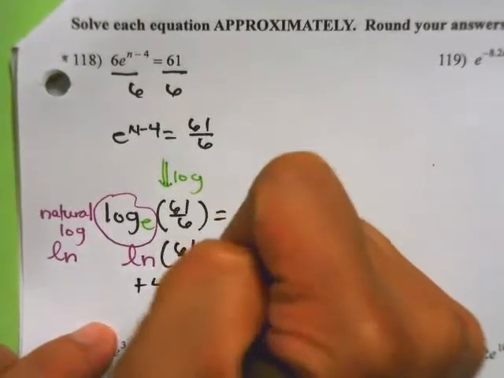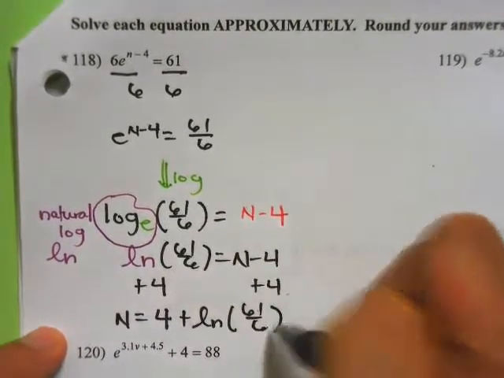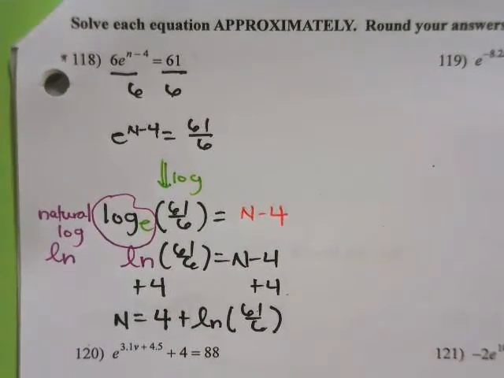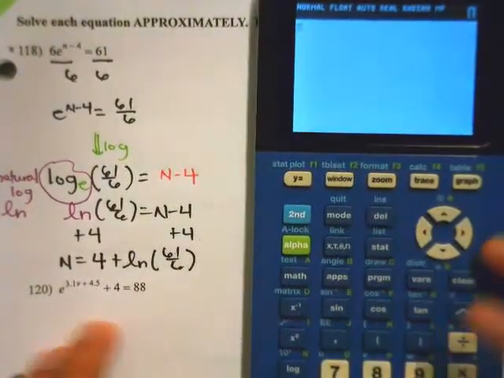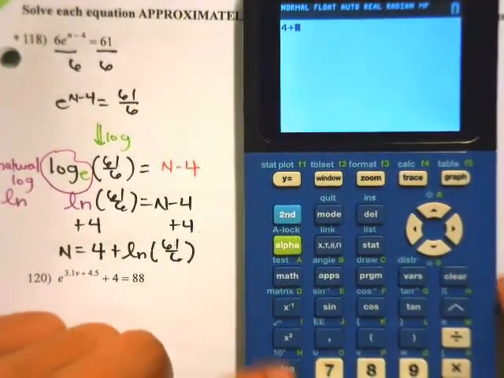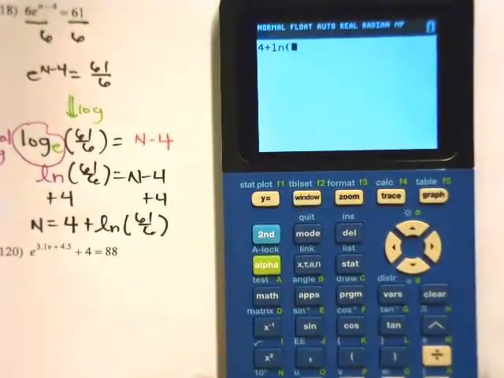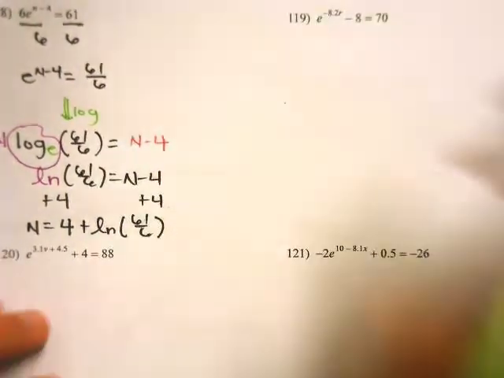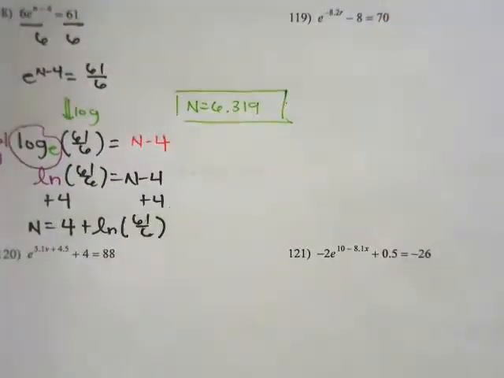Add 4 on both sides. So n is going to equal 4 plus natural log of 61 over 6. This is where, if it had said exactly, we would have circled this. But since it's approximately, we're going to use the calculator and get 3 decimals. 4 plus, again, natural log is this button right below the log button, natural log of 61 over 6. Okay, so we're going to get 6.319. So n is equal to 6.319, and we're going to truncate that.